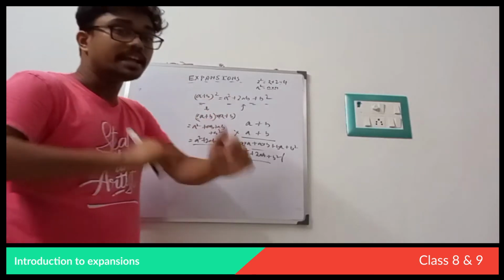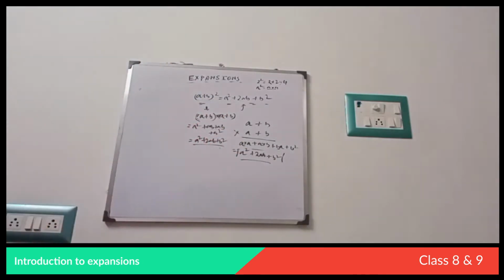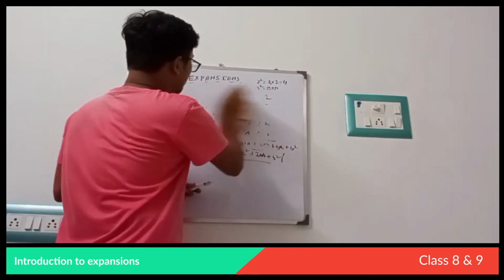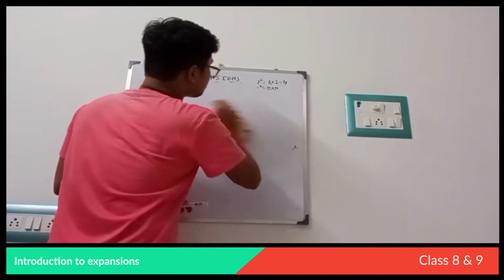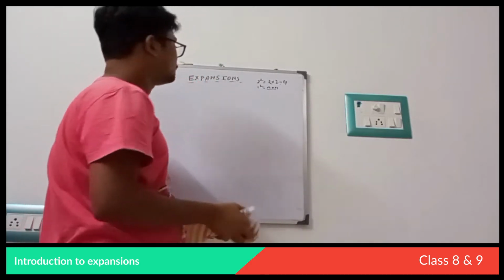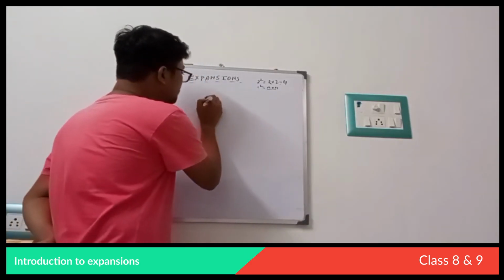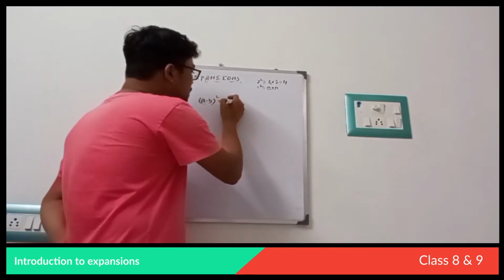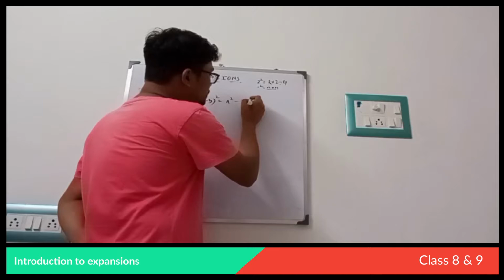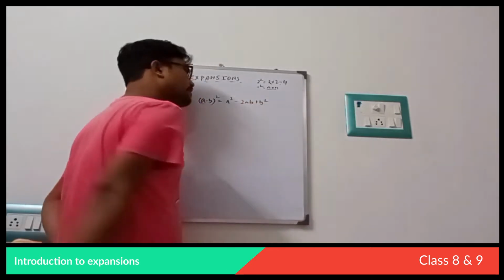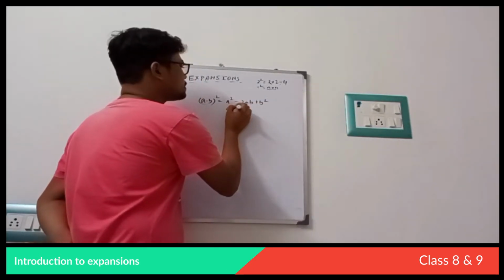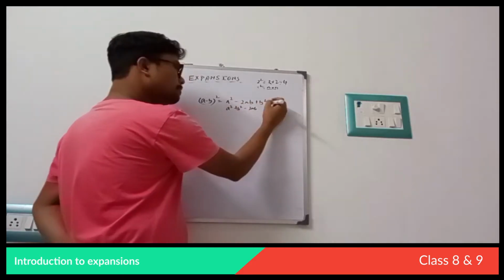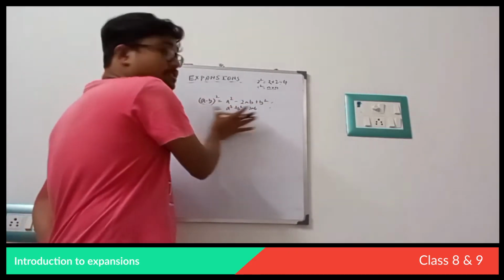Now we will move on to a minus b whole square. Now what is a minus b whole square? The formula of a minus b whole square is a square minus 2ab plus b square. Right? Or we can also write a square plus b square minus 2ab. Both are correct. Now how will this formula come?